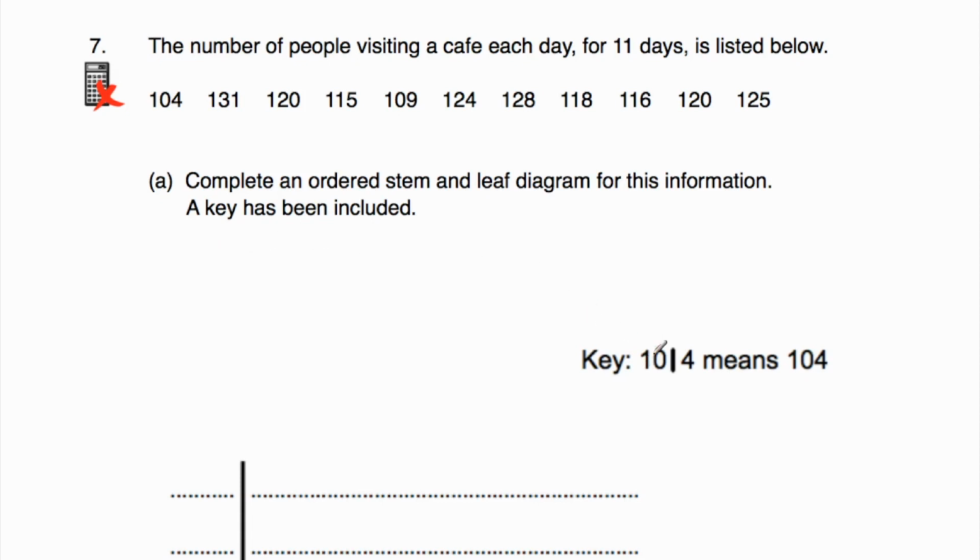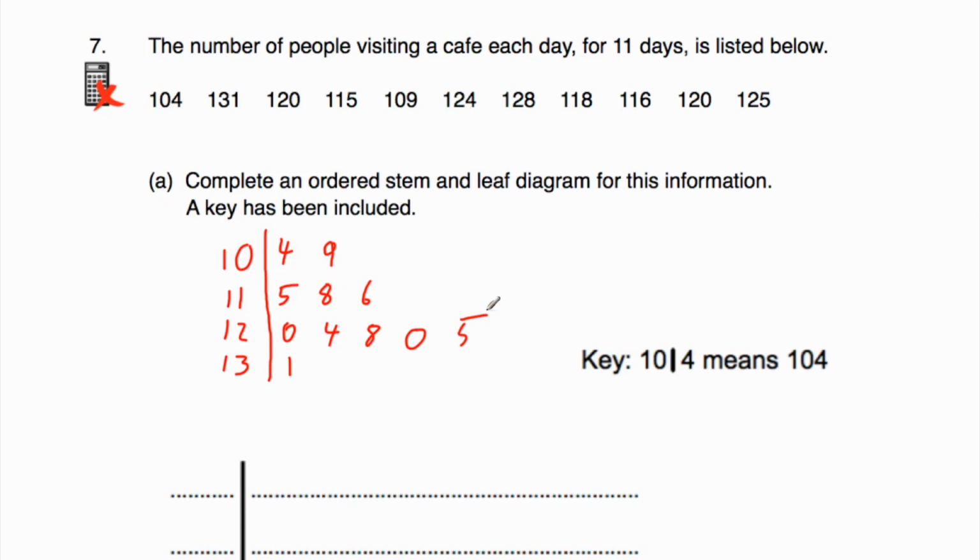So we've got as low as 104 visitors and as high as 131 visitors. Because the key says 10 line 4 means 104, we're going to go for 10, 11, 12 and 13 before the stem, and then we'll put our leaves on to represent the units, or the ones. So we've got 104, 131, so we'll put our 1 there, a 120, so that's a 0 in the 120s row, 115, that's a 5 there, 109, a 9, 124, that's going to be a 4 in the 120s row, 128, so we'll put an 8 there, 118, an 8 in that row, 116, a 6 in that row, 120, a 0 in that row, and finally 125 will be a 5 in that row.